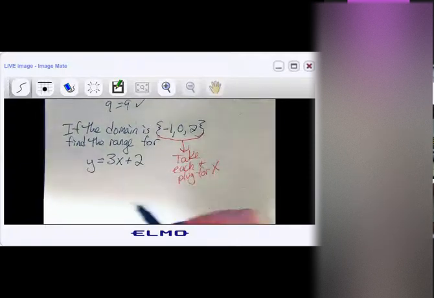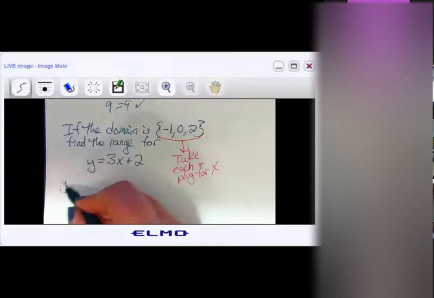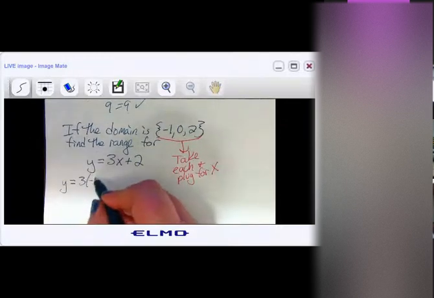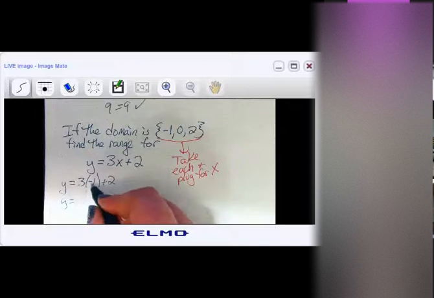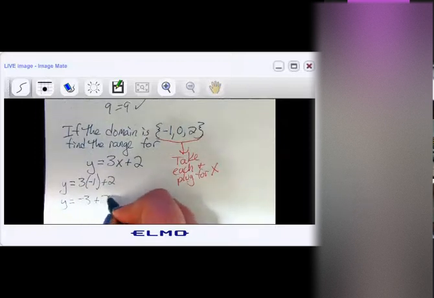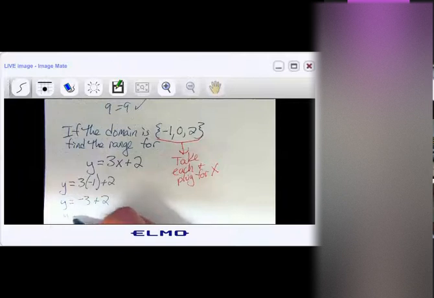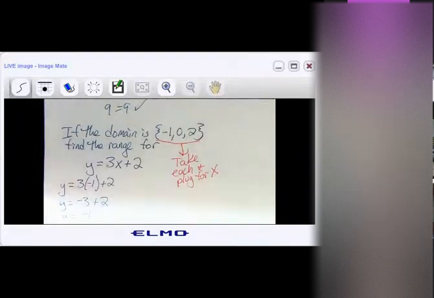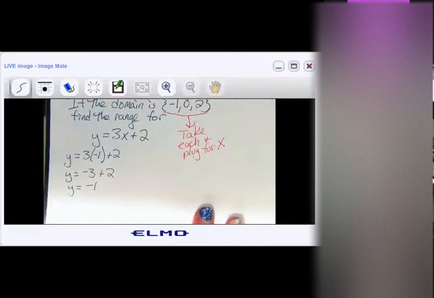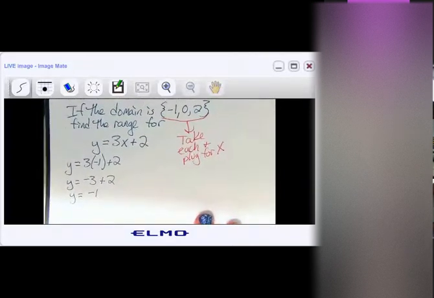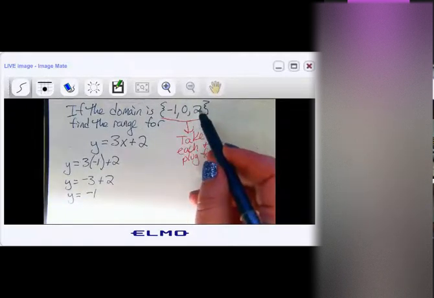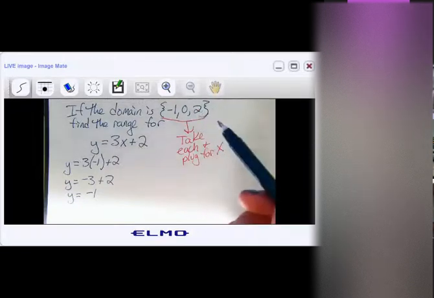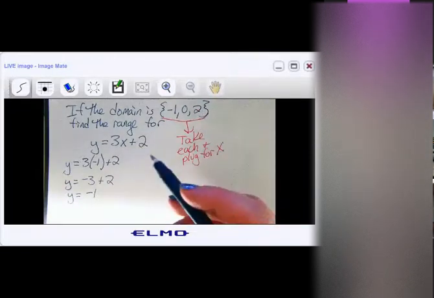So let's try it. I'll do -1 first. Make sure you're plugging it in for X. Okay, so I'll do the math out and see what comes out. 3 times -1 is a -3. And -3 plus 2 is just -1. So there's the first part of my answer. I'm not done because I have to also plug in 0 and 2. That's what I mean when I'm saying it's really 3 mini problems all in one. So there's the first one.